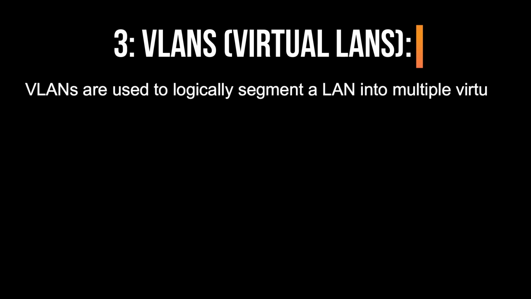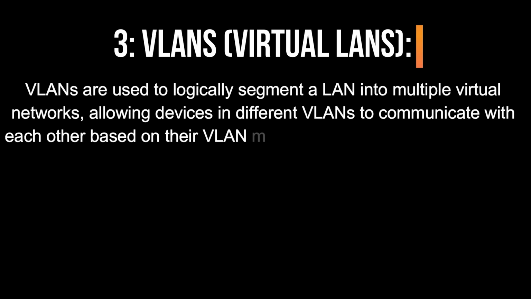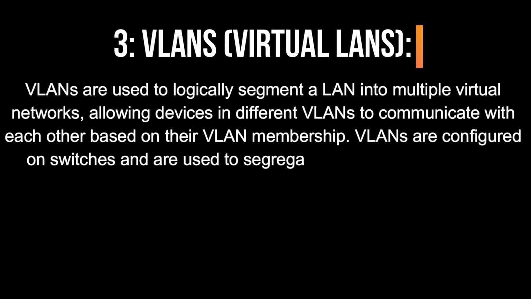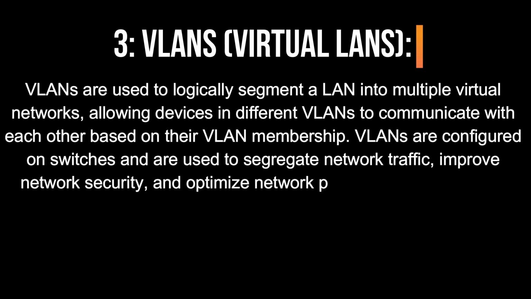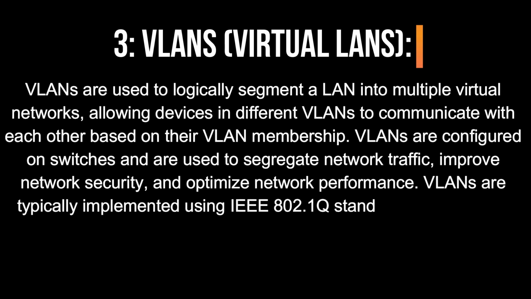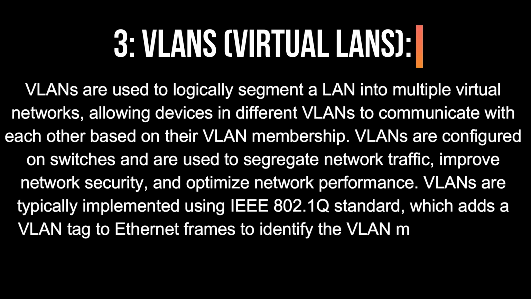3. VLANs. Virtual LANs. VLANs are used to logically segment a LAN into multiple virtual networks, allowing devices in different VLANs to communicate with each other based on their VLAN membership. VLANs are configured on switches and are used to segregate network traffic, improve network security, and optimize network performance. VLANs are typically implemented using the IEEE 802.1Q standard, which adds a VLAN tag to Ethernet frames to identify the VLAN membership of the frames.